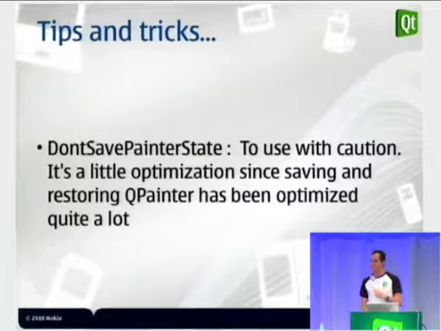So when you set this optimization flag to true, we don't save and restore the painter anymore in between items. It's not a huge performance improvement, don't expect two times faster, right? Because saving and restoring has been optimized quite a lot on QPainter, but it's still beneficial. So I will actually show it in a demo.